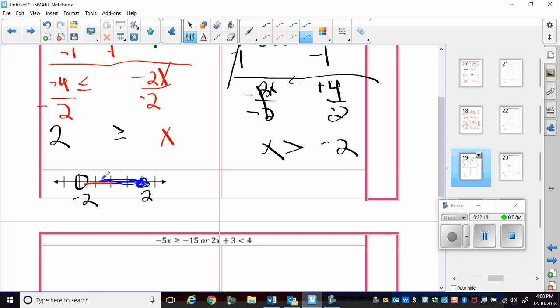So this is an and statement. This is actually an and statement. And when we do our interval notation, we get parentheses negative 2, comma, 2, hard bracket for the filled in portion. And this is an and statement.